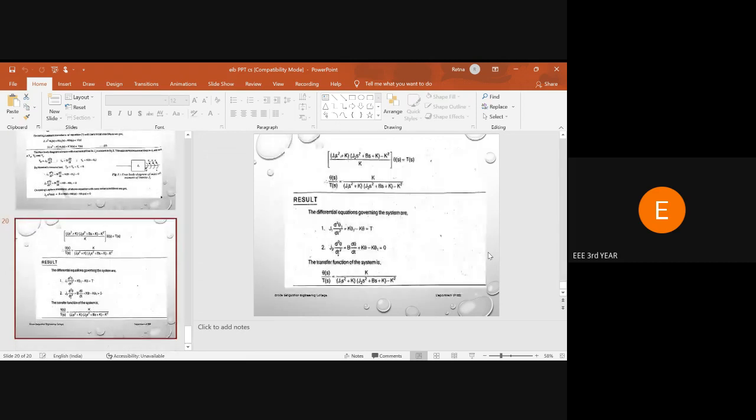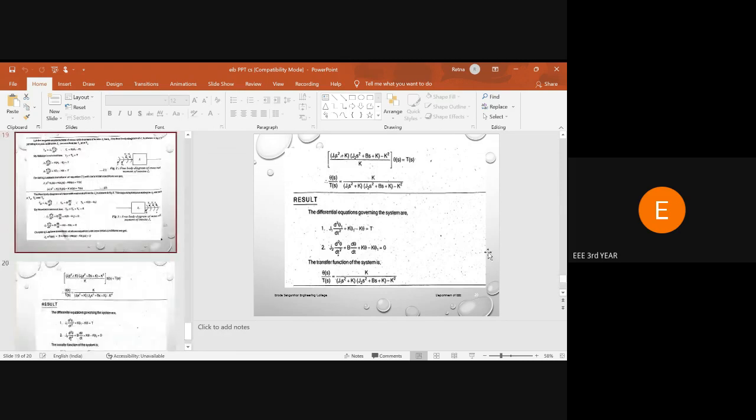Then rearrange this equation: J1 s square plus k into J2 s square plus bs plus k, minus k square, divided by k, into theta of s equals T of s. Then moving T of s to the left-hand side, theta of s divided by T of s equals k divided by J1 s square plus k into J2 s square plus bs plus k, minus k square. This is the transfer function of the above mechanical rotational system. This is the final answer of our problem.